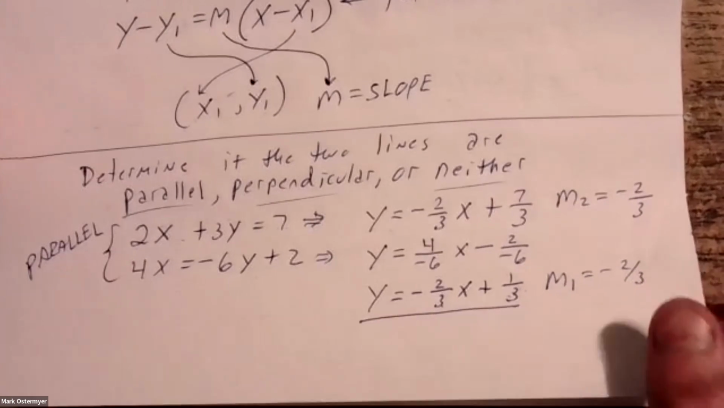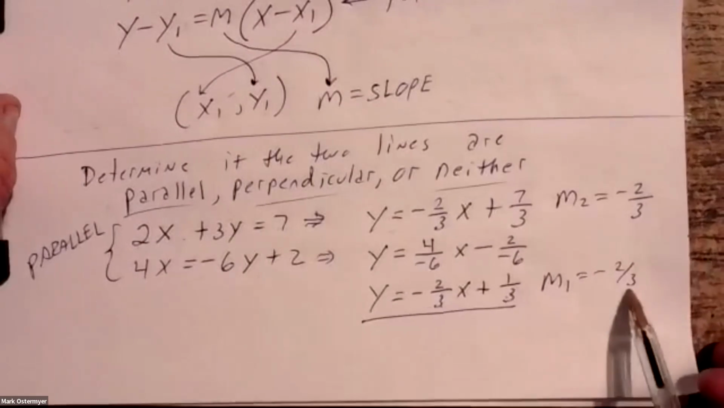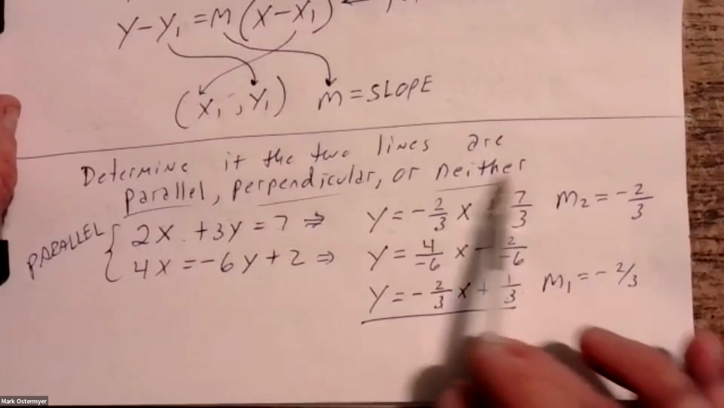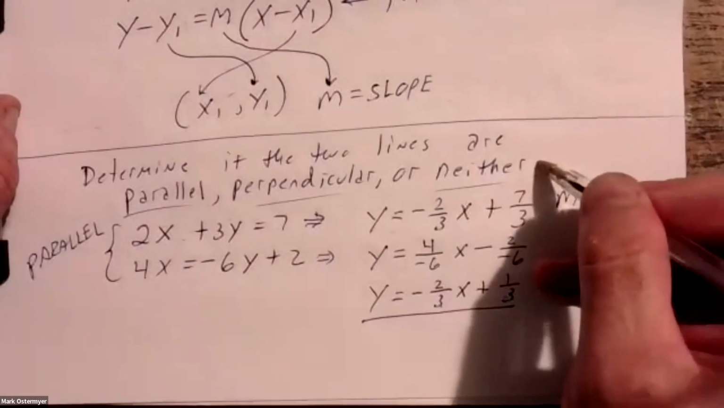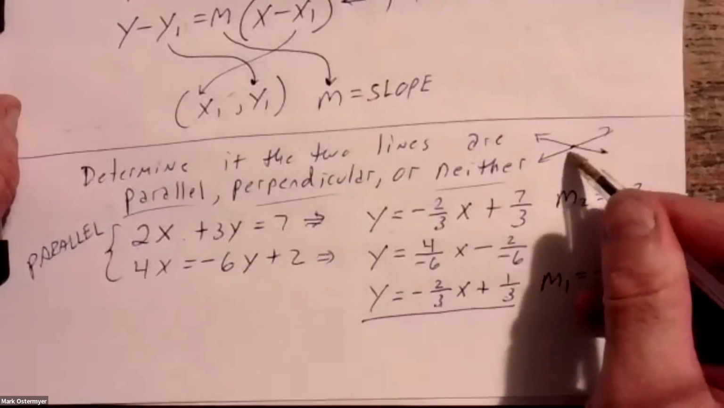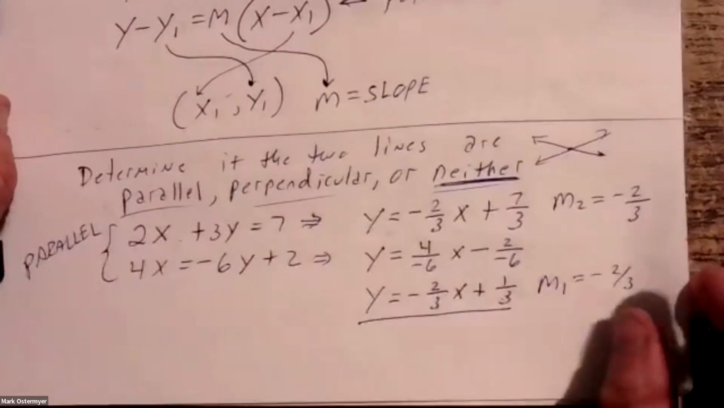Everyone make sense there? Now, if the slopes were not equal to each other and they were not negative reciprocals of each other, then we would have to say the lines are neither parallel nor perpendicular. That would be the case if you just have lines that do intersect each other but do not intersect at right angles. We would say that's the neither case. All right, but these were parallel.